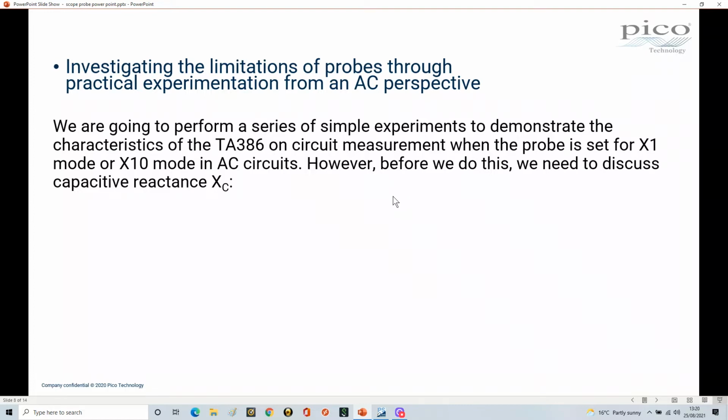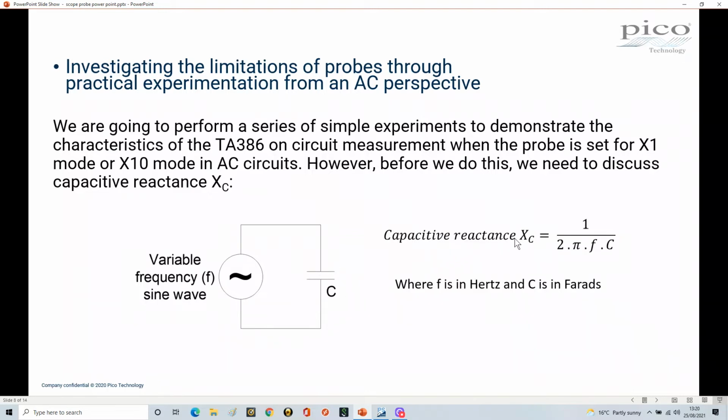But before we do that, we need to discuss capacitive reactance, which is XC. Now, level 1 at university, you'll probably come across reactance. Because oscilloscope probes primarily are trying to get the capacitance down to a very, very small value so they don't have significant effects on your circuit, we need to understand what reactance is and how it's calculated. So here we have a variable frequency sine wave generator, and here's my capacitor, and the formula for reactance XC is equal to 1 divided by 2 pi FC, where F is in hertz and C is in farads.